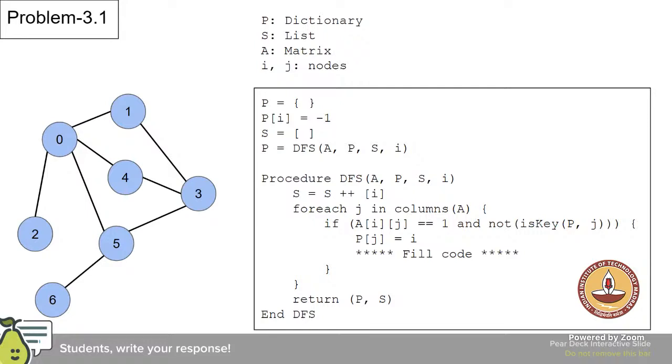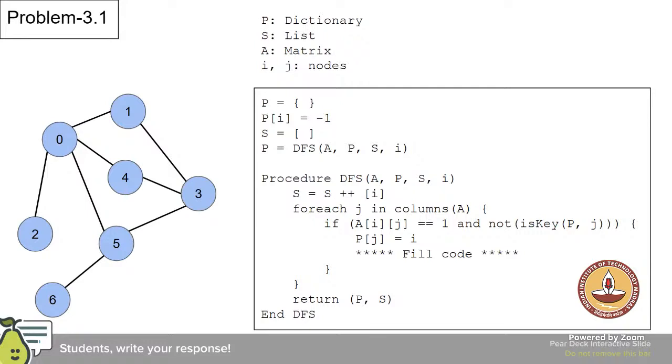We add the current node to S, the empty list. It will be a list with the element the current node. So for each j in columns of A, I think A is a matrix. Yeah, so A is a matrix.